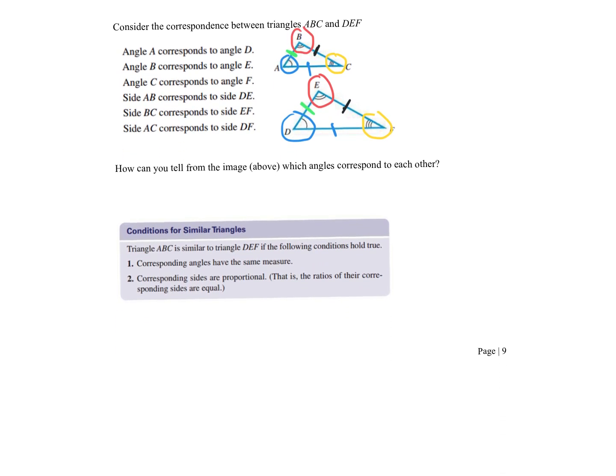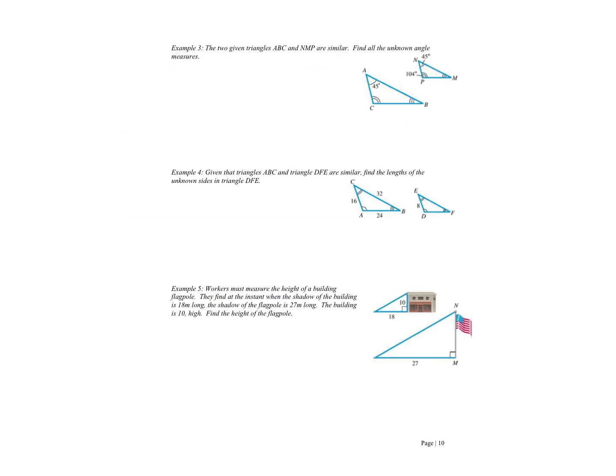So corresponding angles are always going to have the same measure because the angles inside the triangle, even if we stretch it out or make it smaller and shrink it, don't change. What changes is the side lengths. So corresponding angles have the same measure. Corresponding sides are proportional to one another.